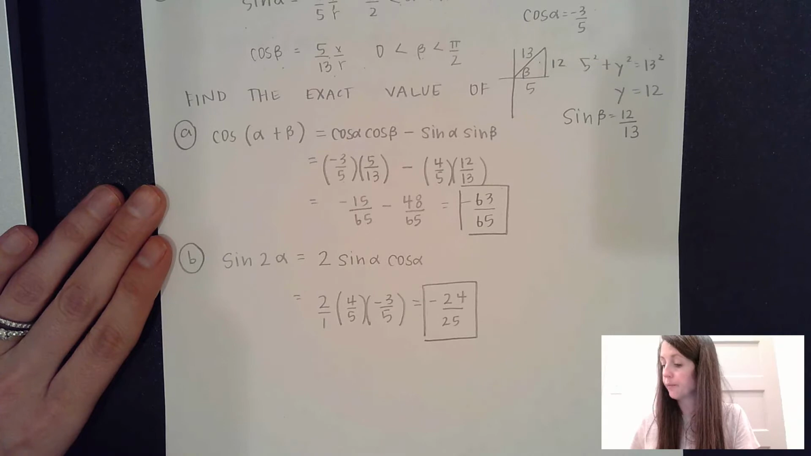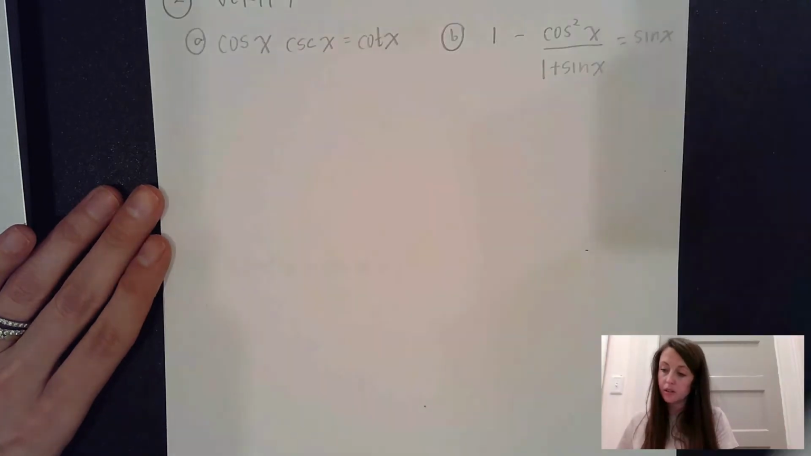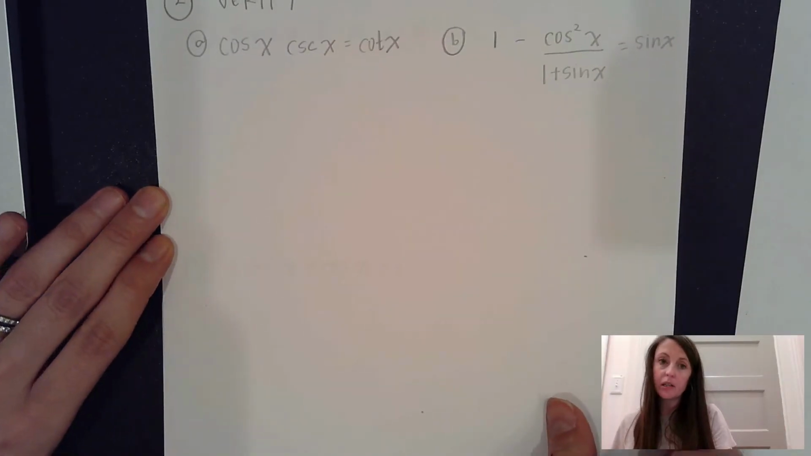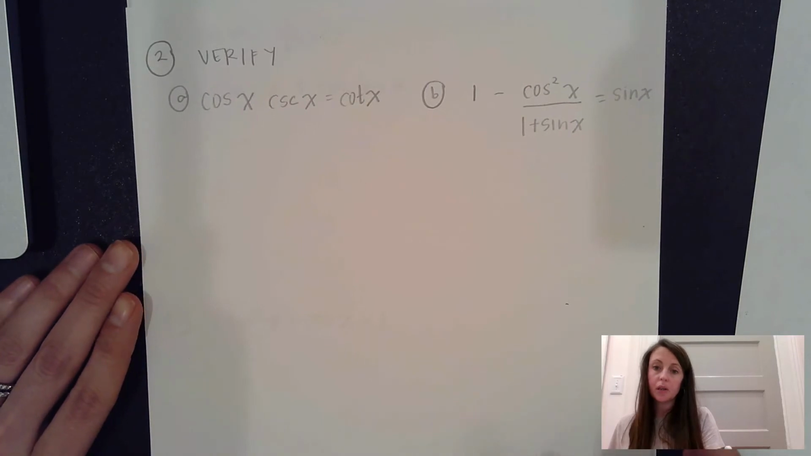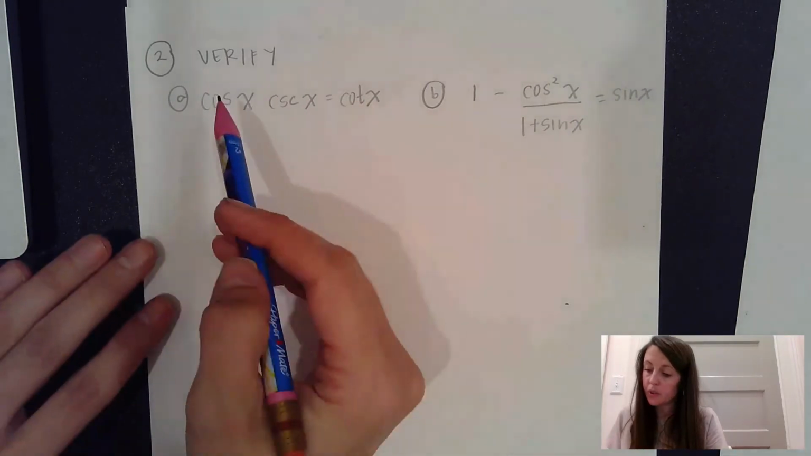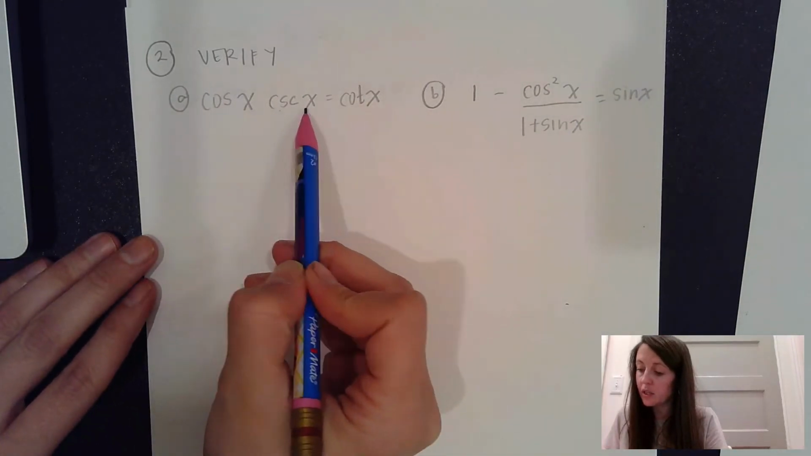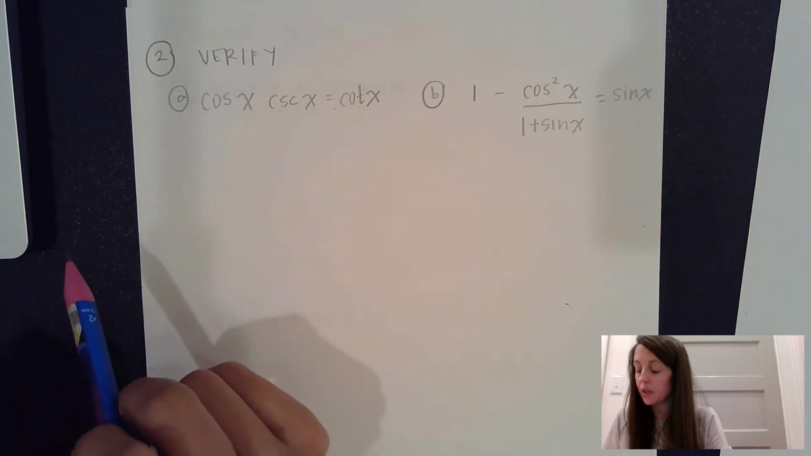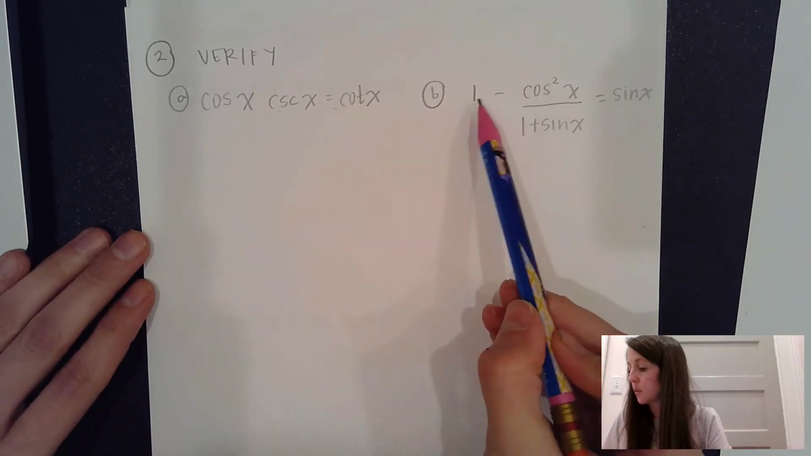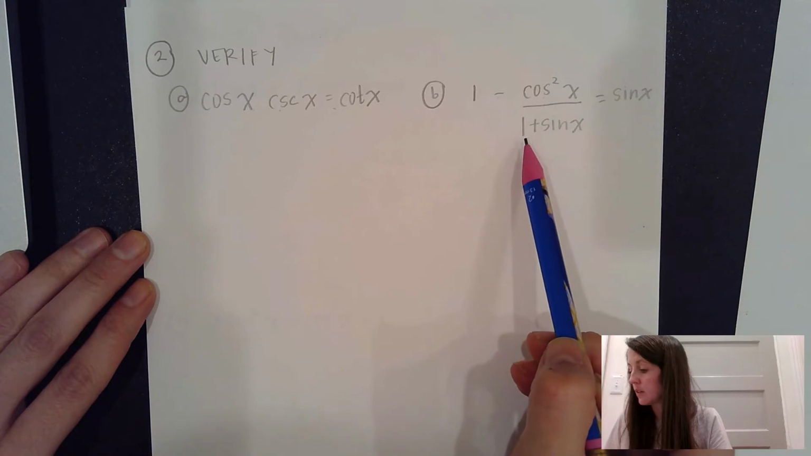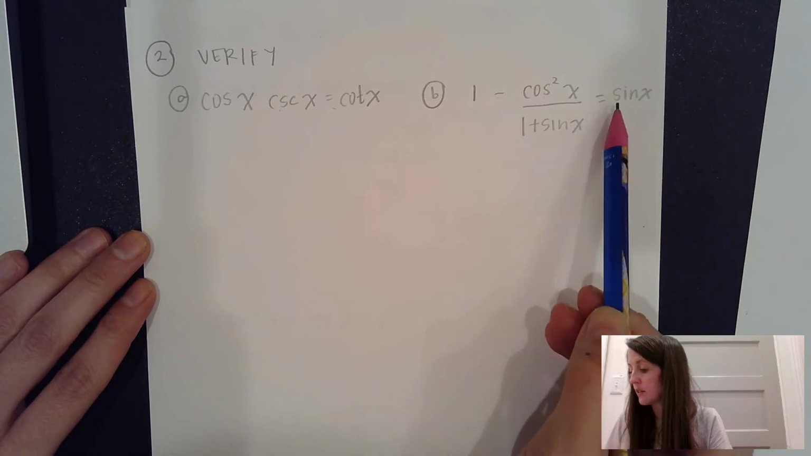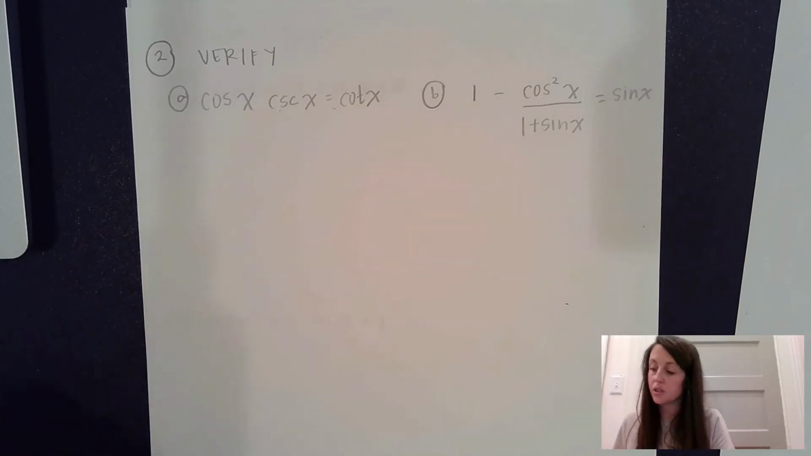Yep. Alright, y'all look at these for me. So these are verifying our identities. Remember, we've done a bunch of these. So this first one here is cosine of x times cosecant of x. I want to show that's equal to cotangent of x. And this one's 1 minus cosine squared x over 1 plus sine x. I want to show that that's equal to just sine of x. So take a minute and try to work through those.